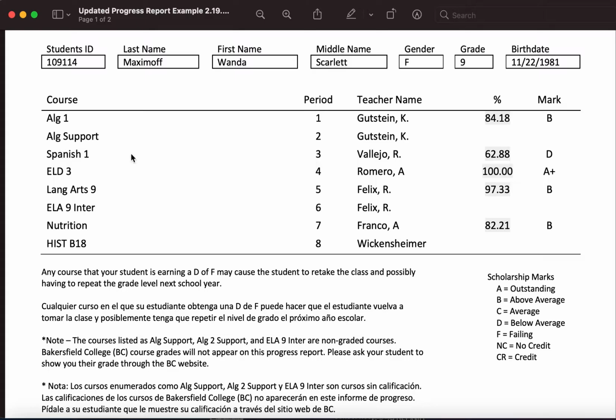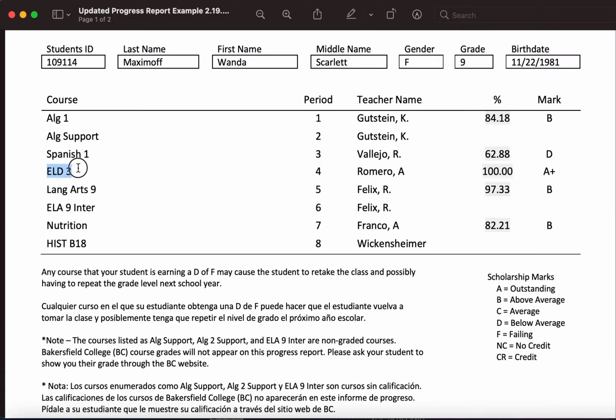All right, so down here we have Spanish 1. We can see here that Spanish 1 happens third period, which would happen on odd days. We have the teacher's name. And then we have over here that the student got a 62.88%, which is a D. So that means that that student is currently not, quote unquote, passing at that C level or above, which is our target to keep students on track for college entrance as well as scholarship opportunities.